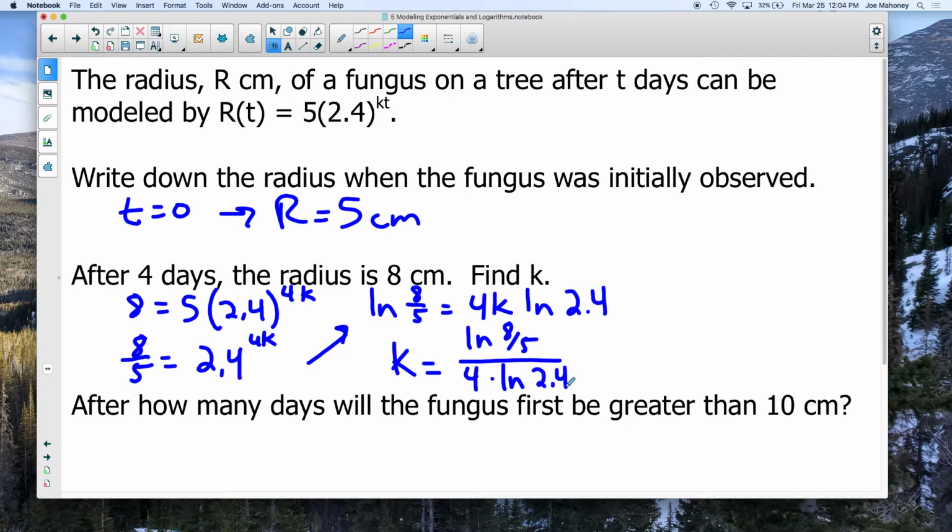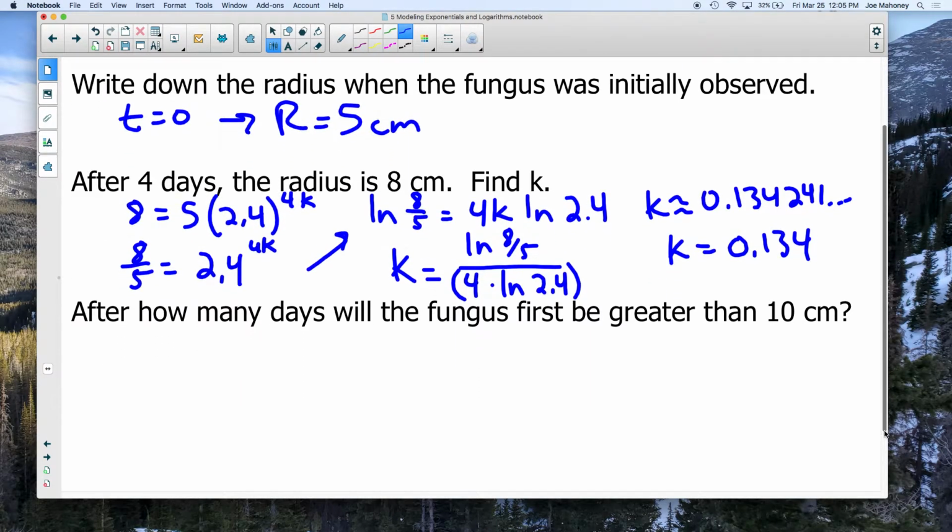So be careful going to your calculator on that. Make sure that maybe this denominator goes in parentheses to ensure that you get the right answer. And I think if we solve for k in this one, we're going to get k is about 0.134241, a whole bunch of numbers. So what if we use k going forward as 0.134? We'll go 3 sig figs on that.